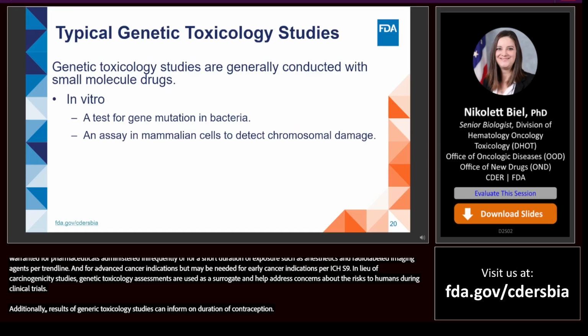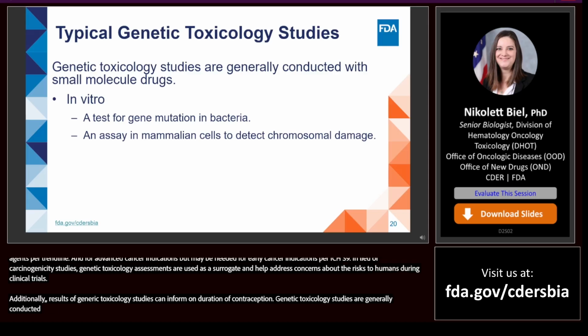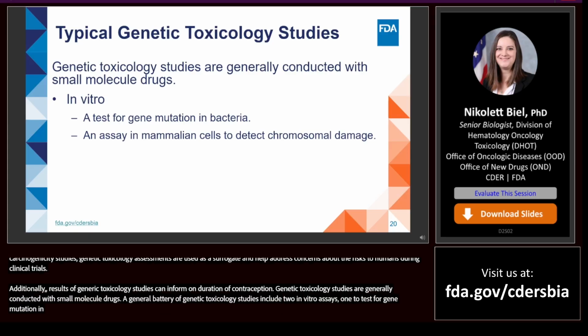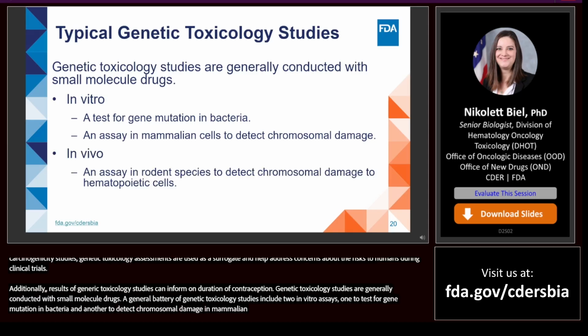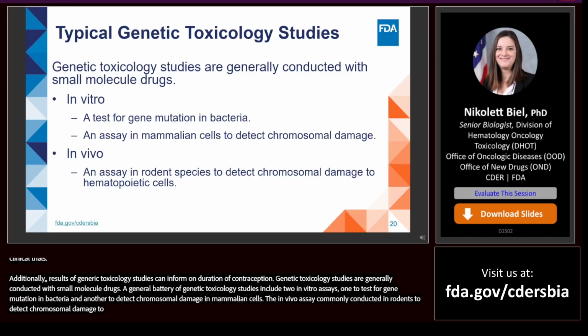Genetic toxicology studies are generally conducted with small molecule drugs. A general battery of genetic toxicology studies includes 2 in vitro assays, one to test for gene mutation in bacteria, and another to detect chromosomal damage in mammalian cells. An in vivo assay commonly conducted in rodents to detect chromosomal damage to hematopoietic cells. Other genetic toxicology assays may be conducted. Further information can be found in the ICH S2 guidance.